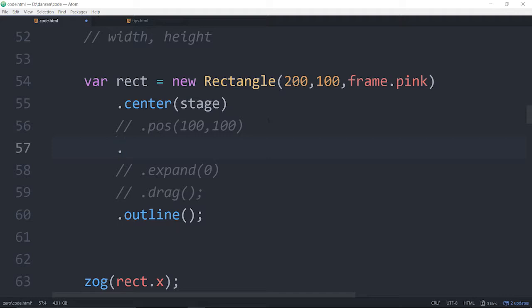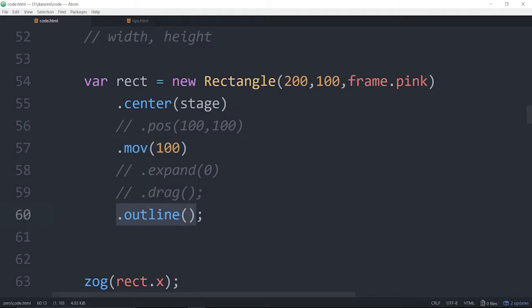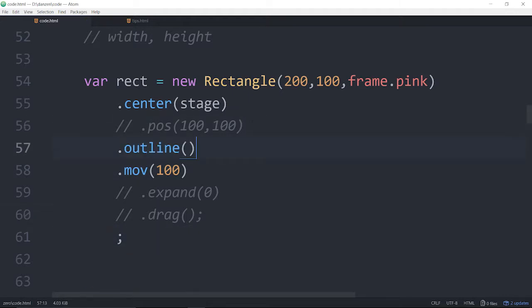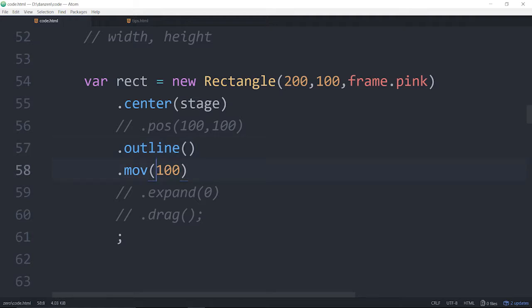As a matter of fact, it's relative position, which is move, or M-O-V. And this says start from where you are and then move it a number of pixels. So there we move it 100 in the X from its centered position. So we refresh here. At this point, we almost want to do the outline beforehand, so let's put that up here. We'll put the outline first, then we'll move it so that we can see indeed that it is moving it. So here's where it was centered, and then we said move it 100, or move it minus 100.